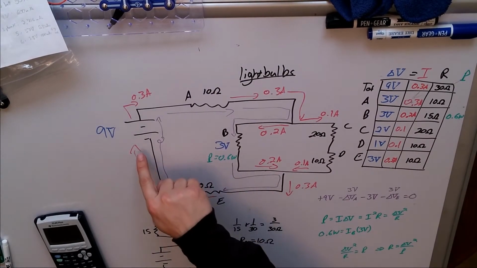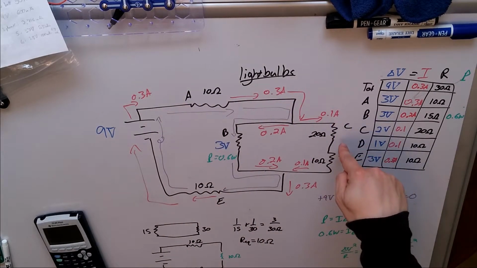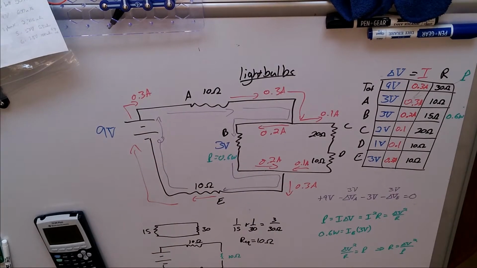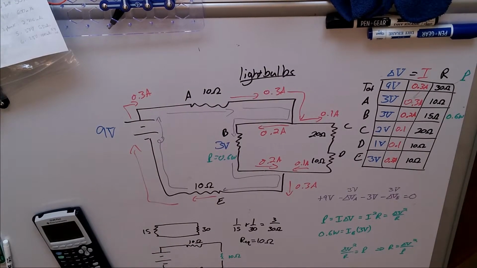Loop rule does hold. If I go the other way, I gain 9, lose 3, lose 2, lose 1, and then lose another 3. That brings us back to 0. Loop rule applies. All right, now we're in the home stretch. I asked you which one of these is the brightest. We filled in all the information that we could want to know about our circuit. So let's find our powers and be done.